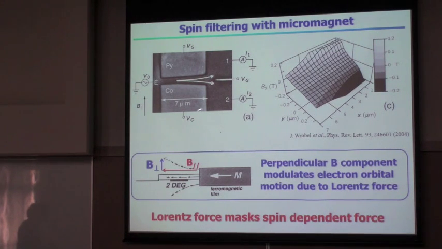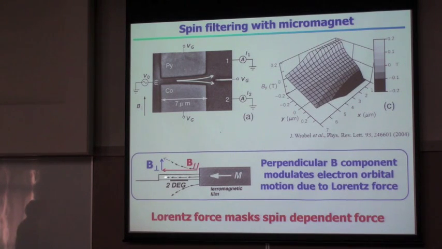So in this system, we can generate the stray field on the order of 0.4 Tesla within the submicron region. However, when we use such a ferromagnetic thin film, the stray field is not only in the in-plane direction, but also has some out-of-plane component. And this perpendicular stray field component modulates the electron orbital motion by Lorentz force.